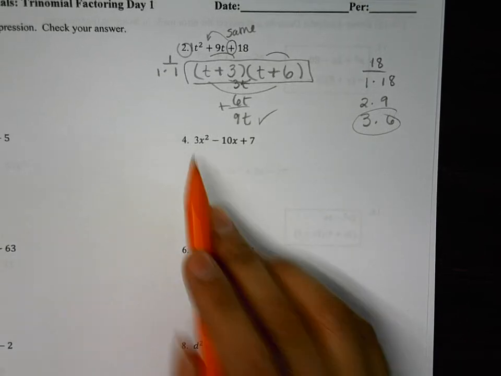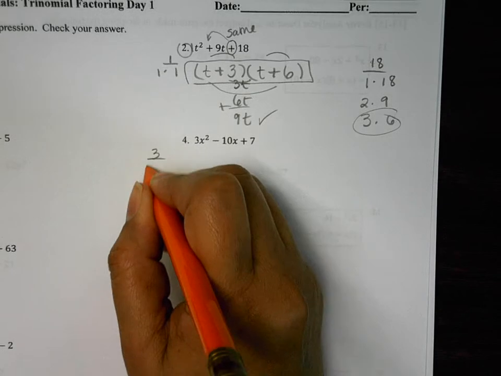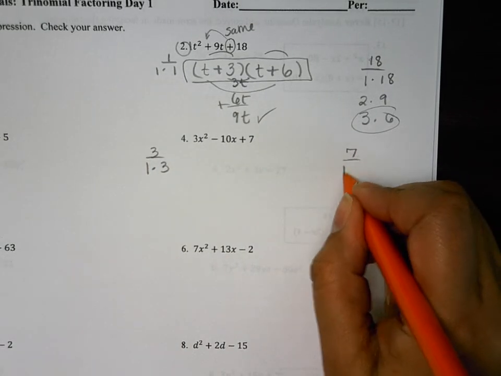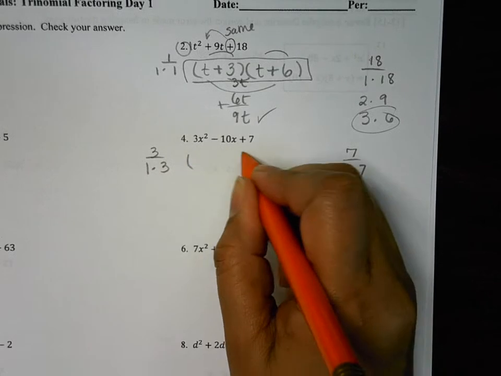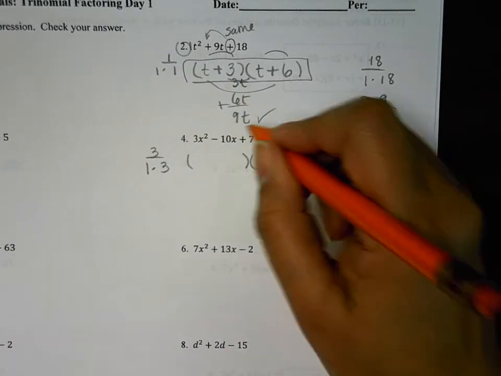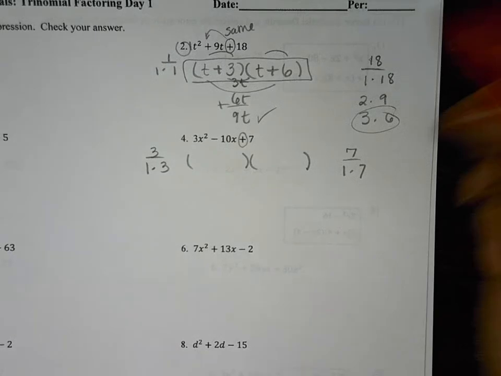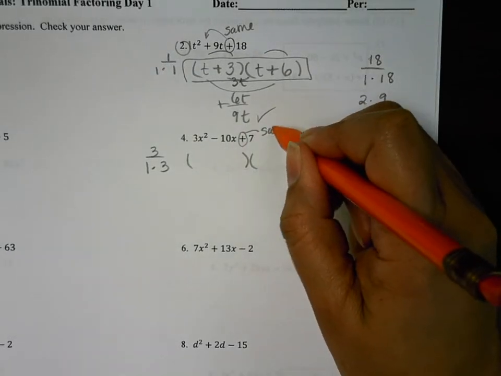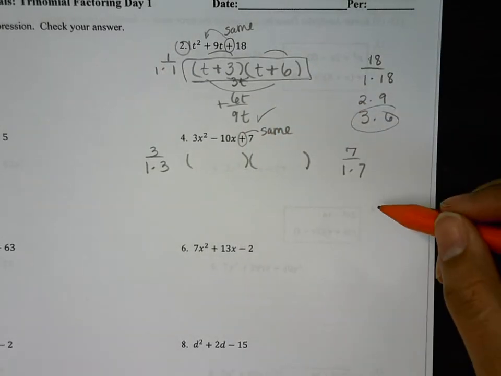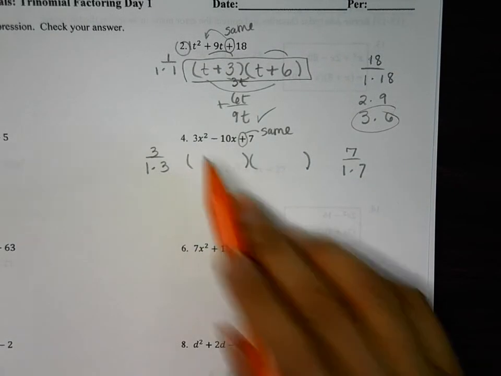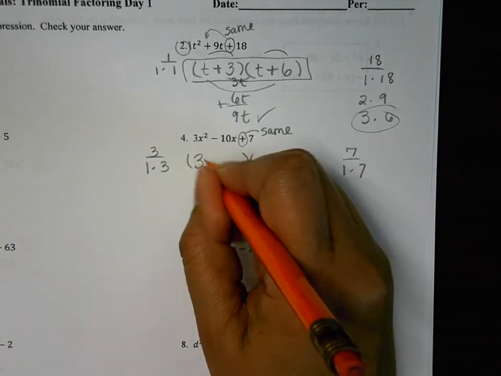Next one. What's the leading coefficient that I can see? 3. That's 1 and 3. What's the last number? That's only 1 and 7. That's nice when they're prime. That's less guessing. My last sign is positive, which tells me what? They're going to be the same. Is this the one where we can use the adding trick? No, because the leading coefficient is not 1.